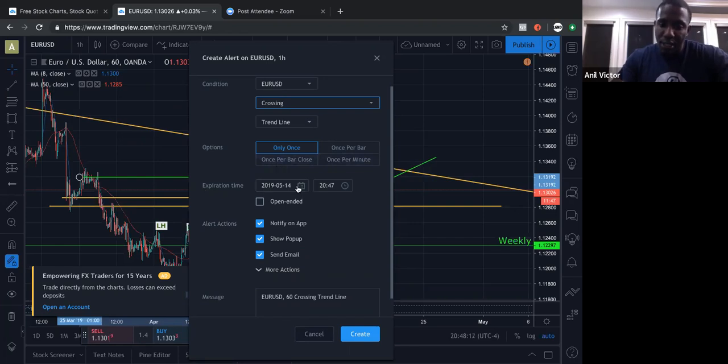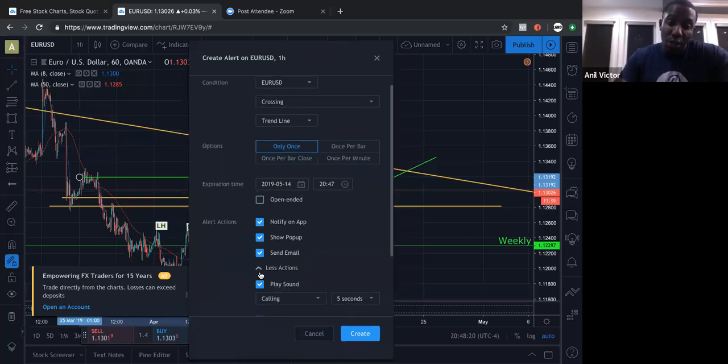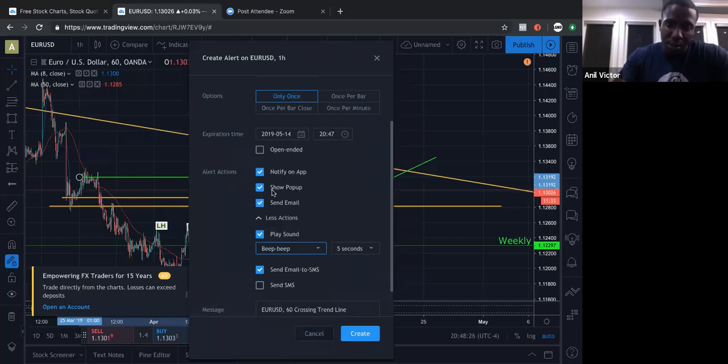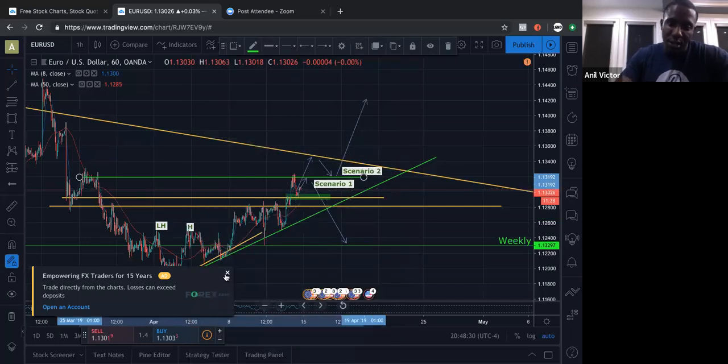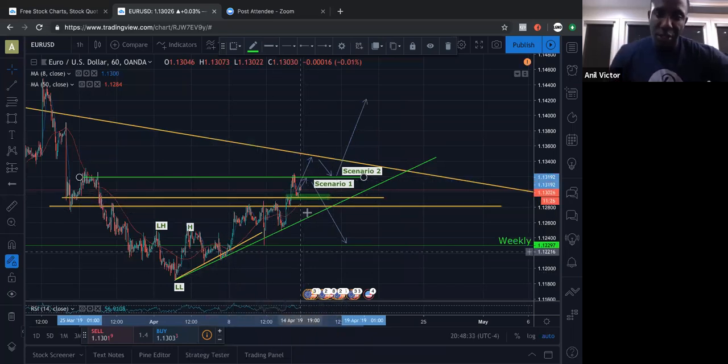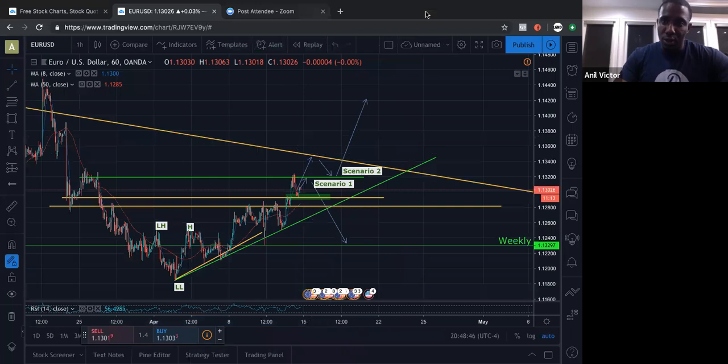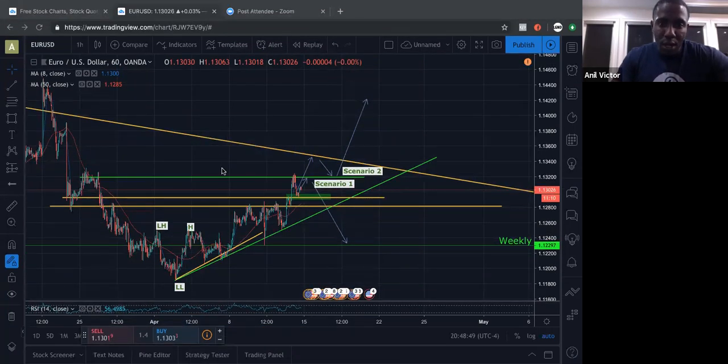Then you want to set your expiration time. And if you have a paid TradingView account, you can set it to open ended so that it never ends. And once it happens, it will alert you, and it'll pretty much just play a sound. So you just choose which alert you want it to be. And then it's pretty much set in stone, and you could just set it and forget it. When you log back into your TradingView, if it does cross, you'll get that alert immediately. Say Euro USD crossed over trend line at 1.13192, so that you could gauge and go directly back to it. All right.